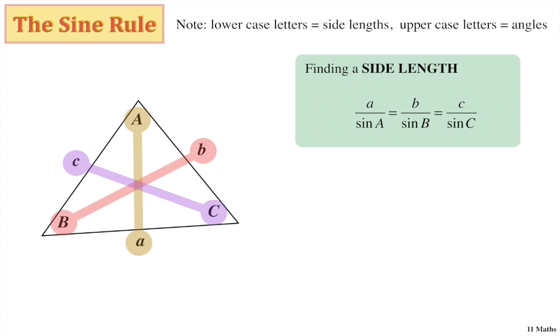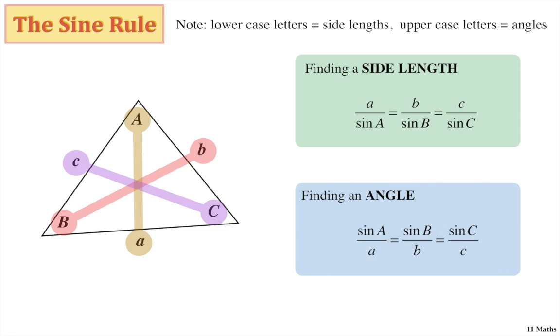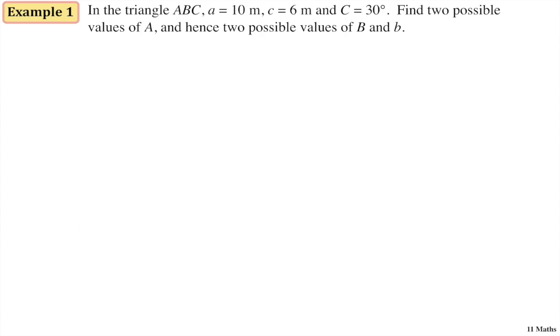This is the rule as written when we want to find a side length, because the side lengths are in the numerator. If we're trying to find an angle, we use the same rule, but it's flipped upside down. Remember, we're dealing with opposites. Now, a over sine A, which in this case would involve this section, b over sine B, this section, c over sine C, this section. We're not going to use all three of them. We'll normally only use two out of the three of them. Let's try our first example.